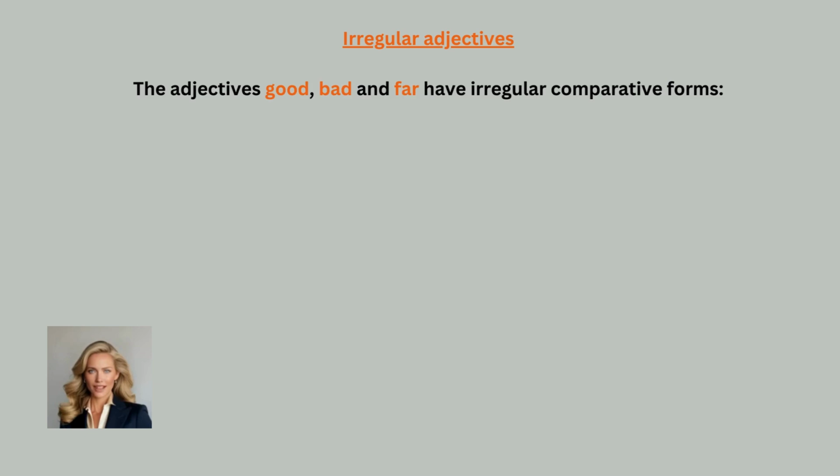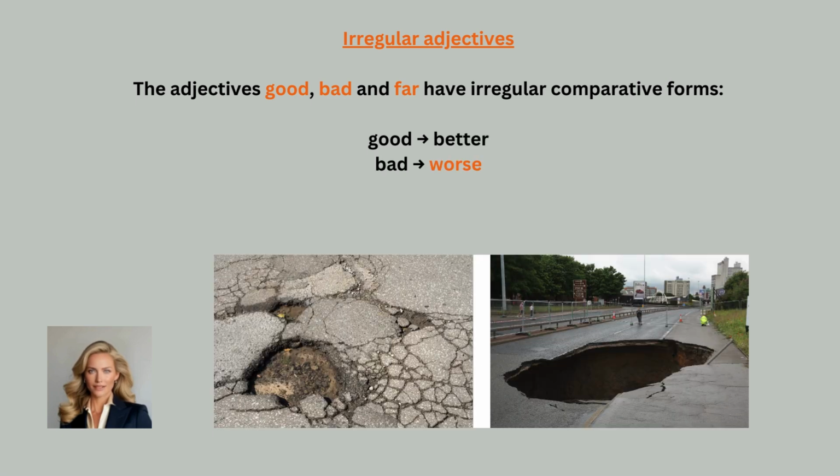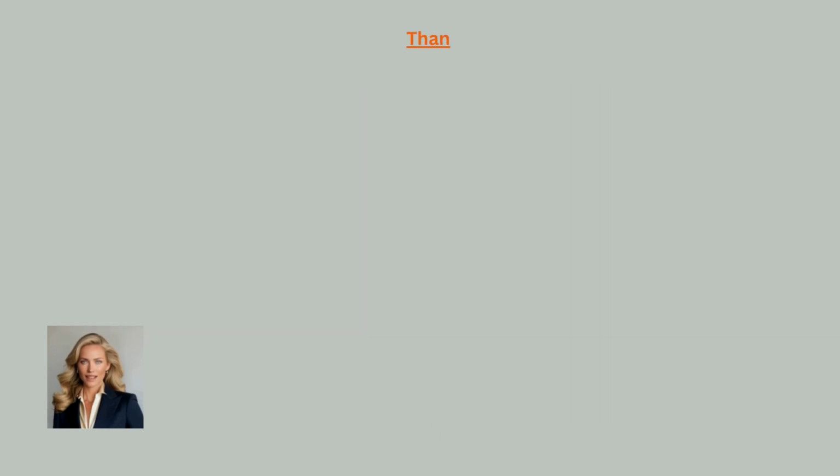Irregular adjectives. The adjectives good, bad, and far have irregular comparative forms. Good becomes better. Bad becomes worse. Far becomes further or farther.